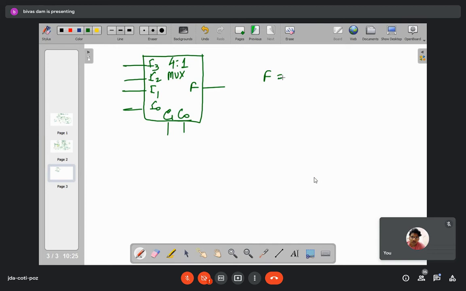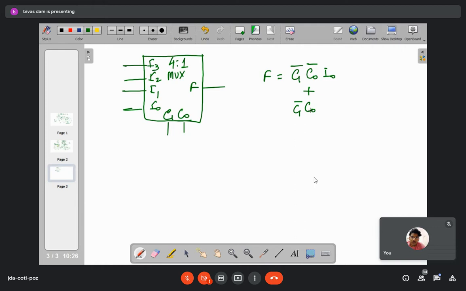Under which condition will I0 get connected to the output F? When both the control inputs are 0, 0. That means under the condition that C1 is 0 and C0 is 0, I0 will get connected to the output. Or the control may be 0, 1. That means C1 is 0, C0 is 1.